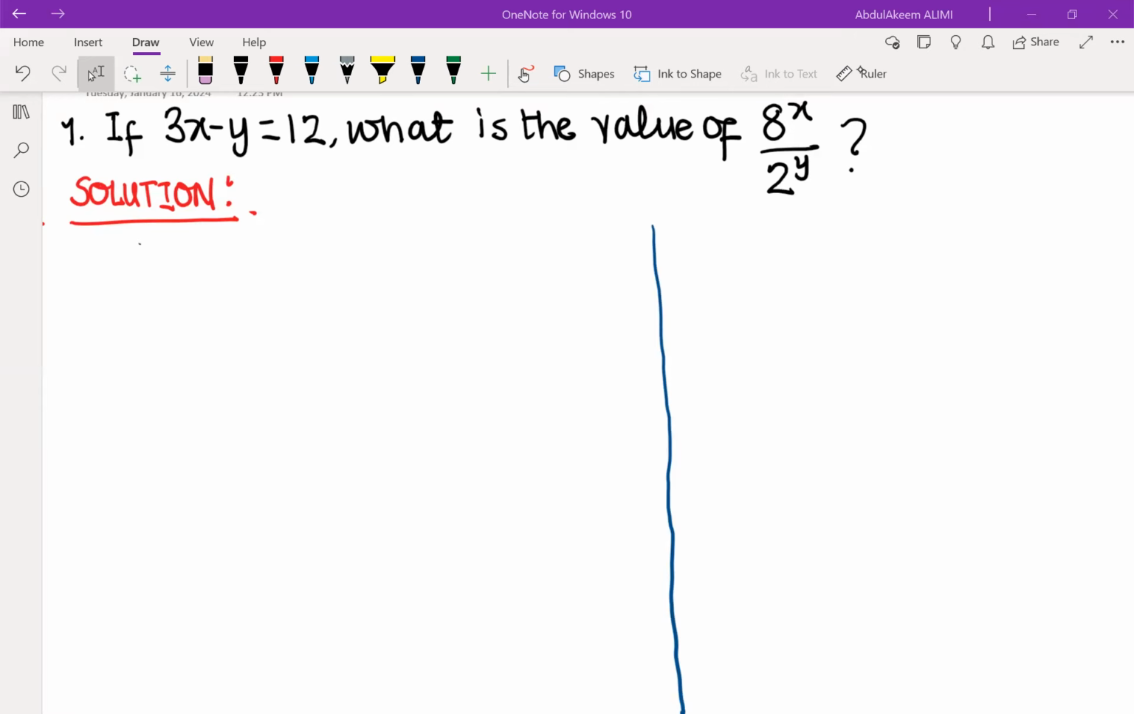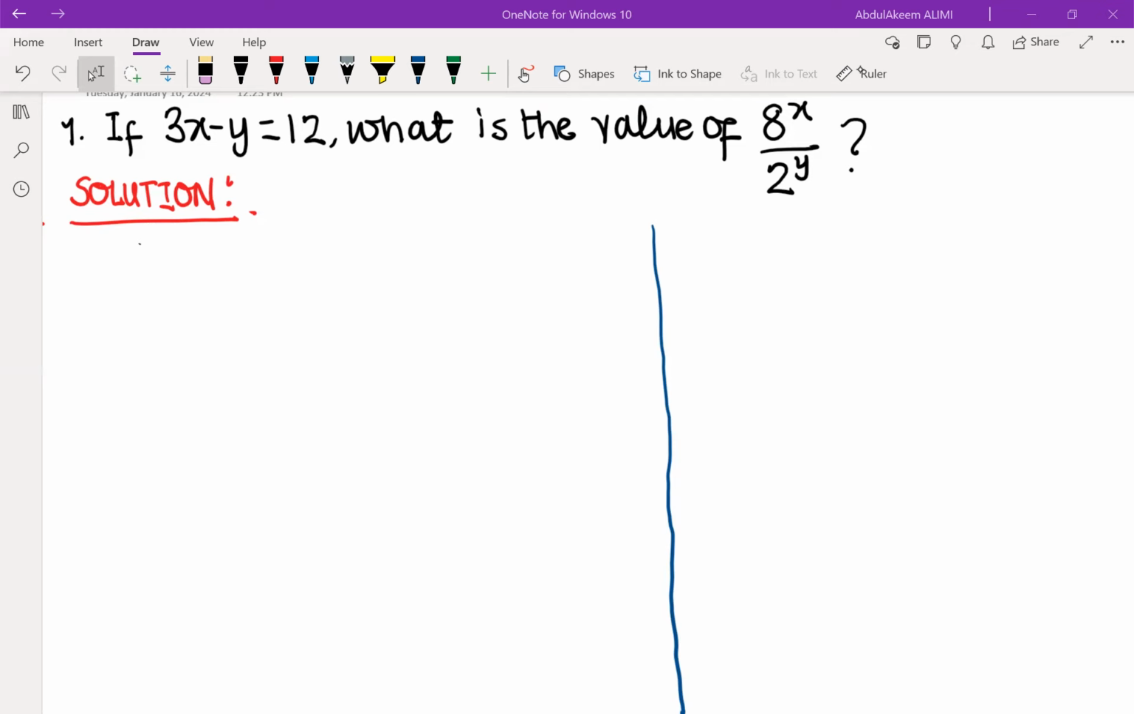So you have some questions under numbers and numeration that we want to solve. So let's look at the first question. First question states, if 3x minus y is equal to 12, what is the value of 8 raised to power x divided by 2 raised to power y?